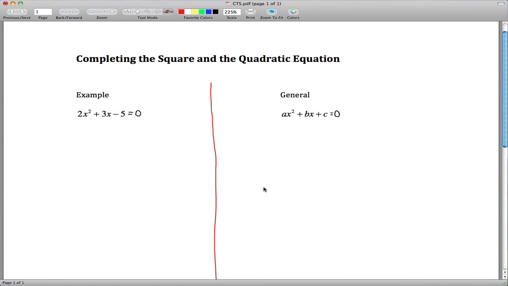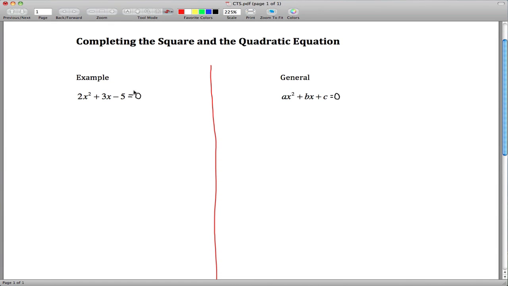Alright, in this example I'm going to complete the square. I'm actually going to complete the square twice. Once with an equation, and once kind of in the general case to see what comes out of it.